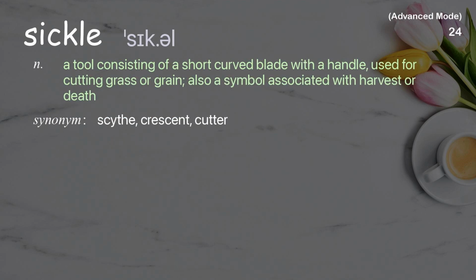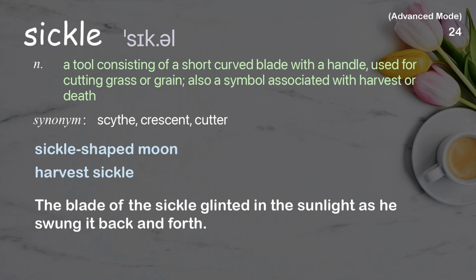Sickle. A tool consisting of a short curved blade with a handle, used for cutting grass or grain, also a symbol associated with harvest or death. Examples: Sickle-shaped moon. Harvest sickle. The blade of the sickle glinted in the sunlight as he swung it back and forth.